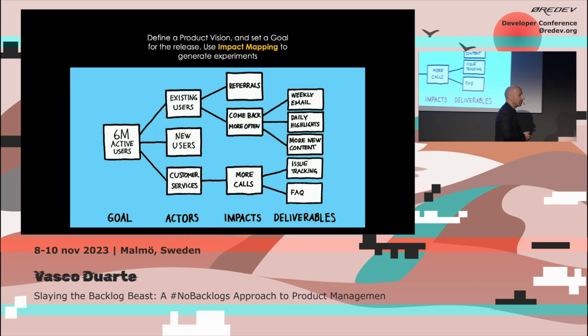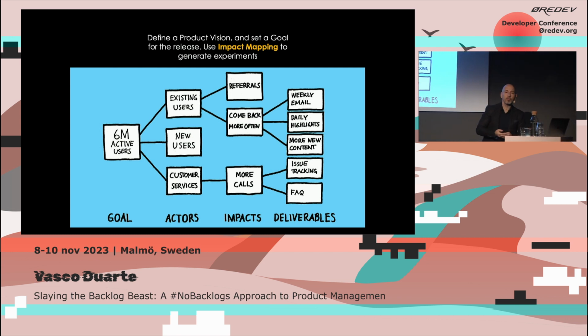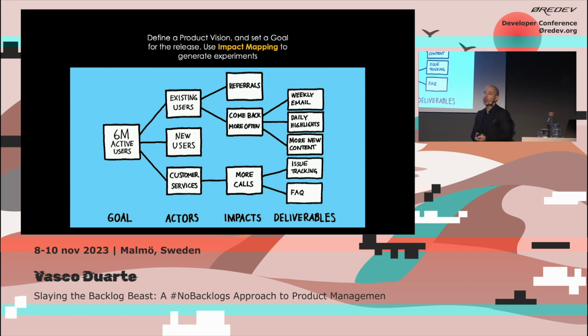So define a product vision and set a goal for the release. This is impact mapping. This is an example. I'm not going to go through this example. You can find Gojko Adzic YouTube talks on impact mapping. You can get the book. It's very cheap and it's very easy to read and it's very well illustrated. So get Impact Mapping, the book.